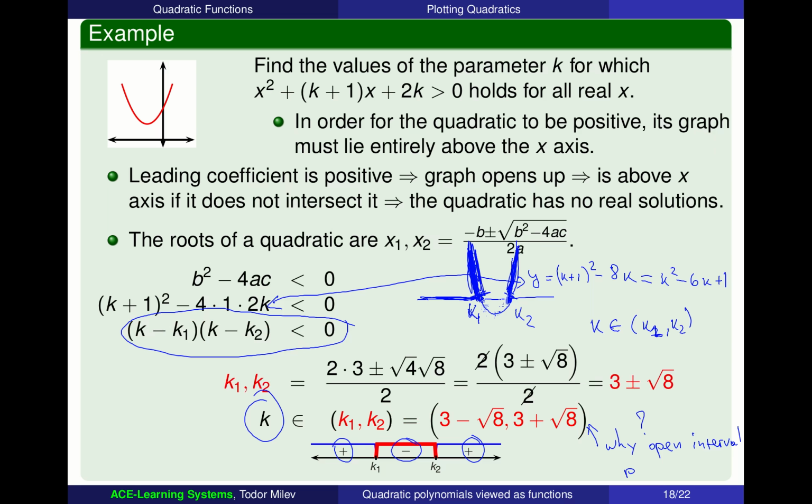Well, why is this interval open? Well, because this was a strict inequality. So when this inequality here is strict, that means greater than or less than, not greater than or equal to, or less than or equal to. So when the inequality is strict, no equality sign, then I have to use an open interval for my inequality solution. That solves my problem.